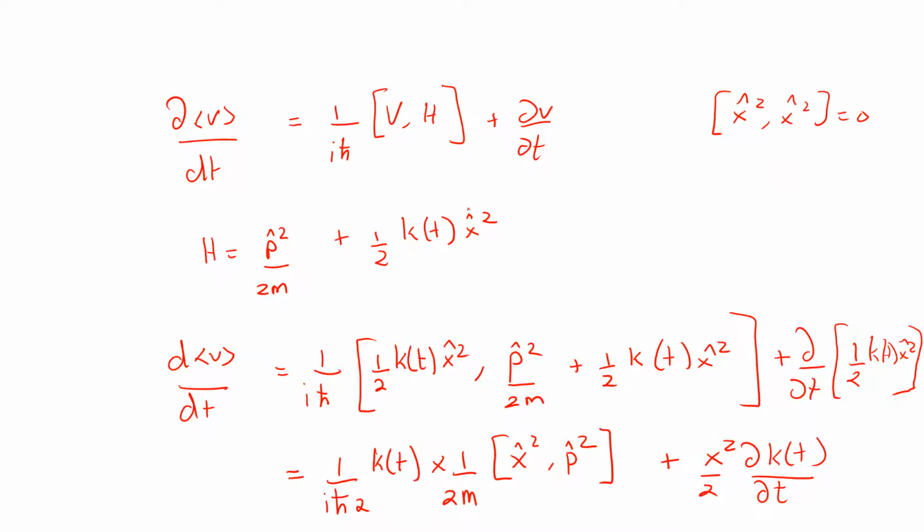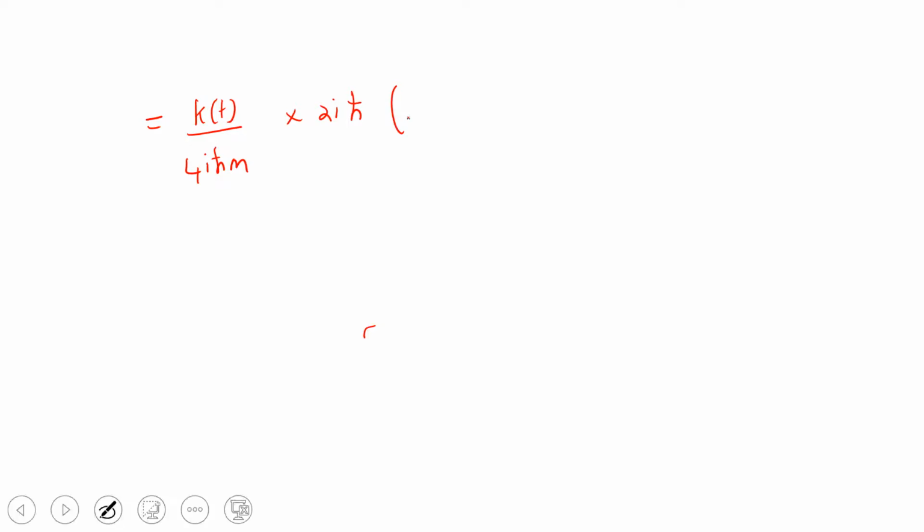So this expression then just simplifies to k(t) by 4 i h bar m into 2 times i h bar. This comes from the commutator of x comma p, xp minus px, and the remaining term xp plus px, plus half times dk by dt and x squared.